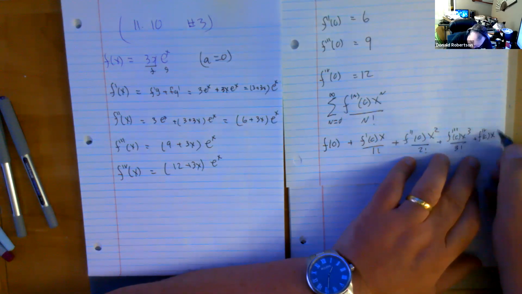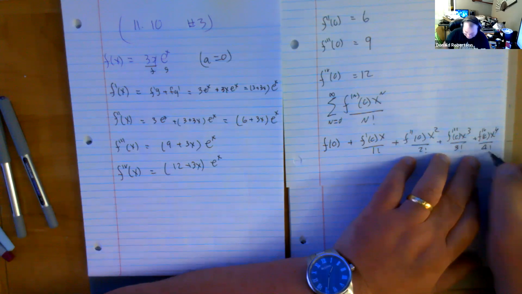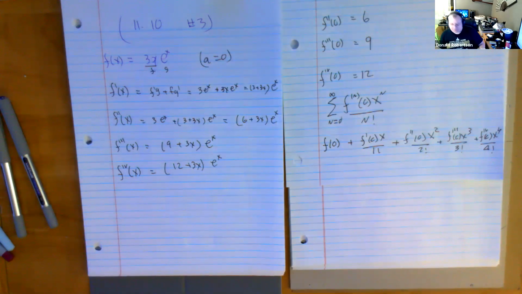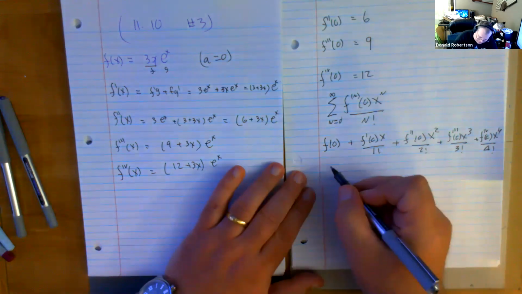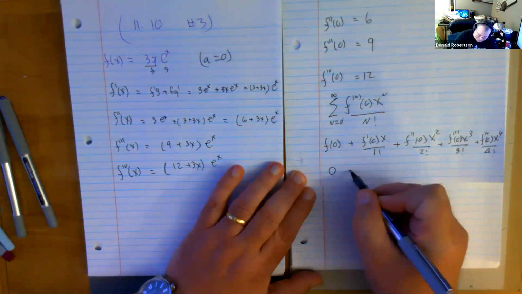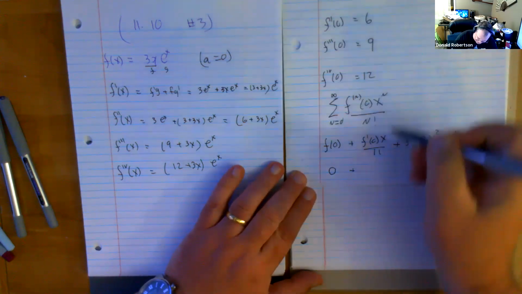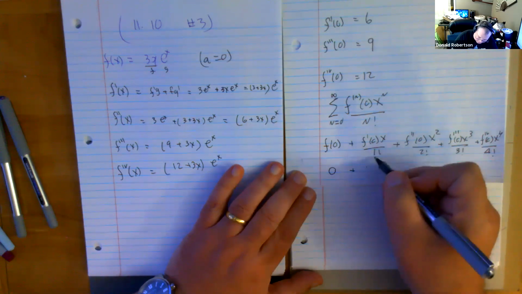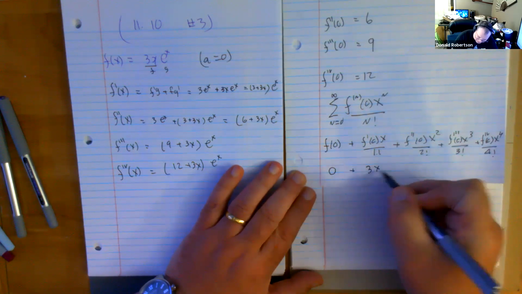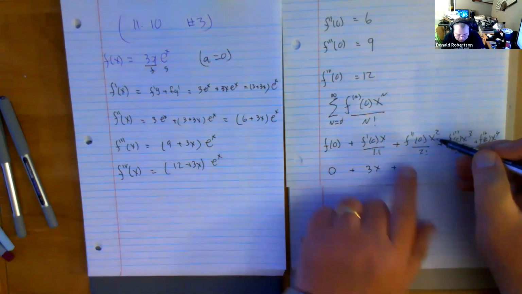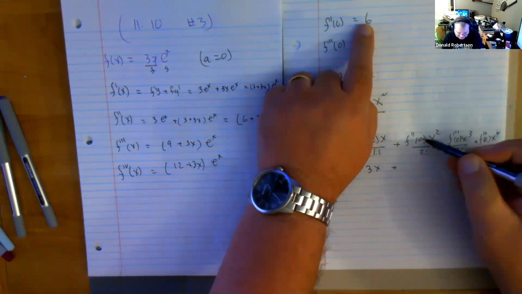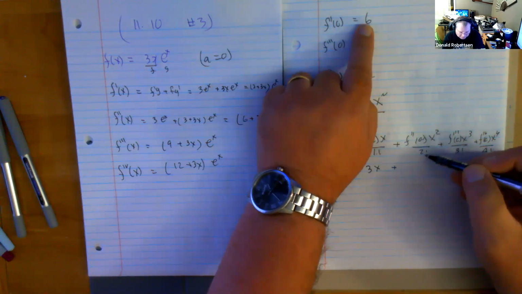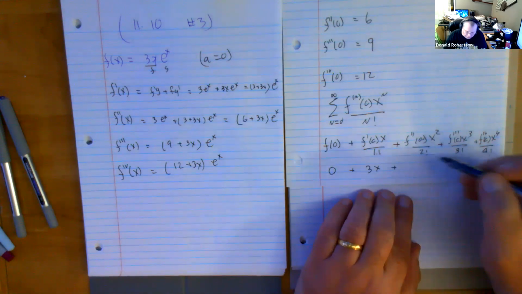Technically speaking, this series goes on forever. That guy is 0. This guy is 3. 3x over 1 factorial gets you 3x. This guy here is 6. 6 divided by 2 factorial is also 3.